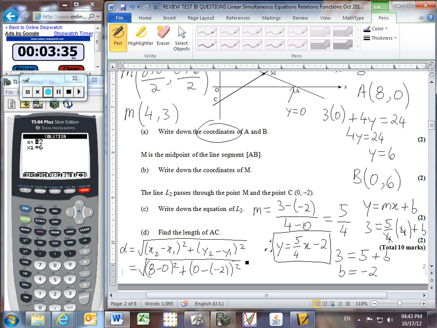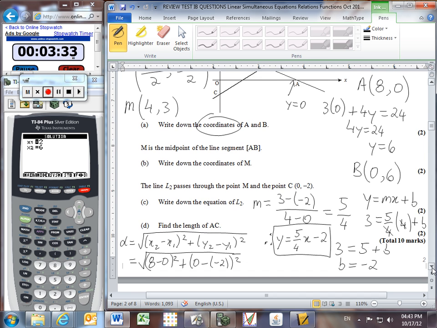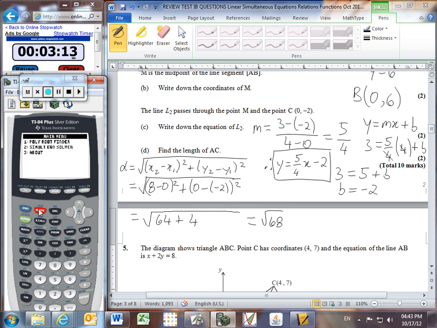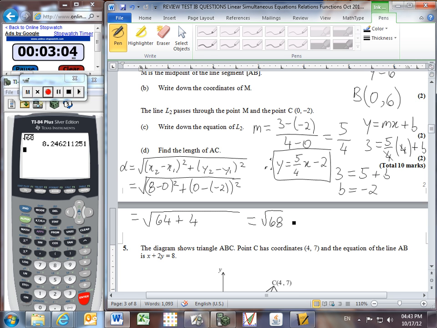I'm going to have to go on into the next page a little bit. And so our distance then is equal to the square root of, so this is 8 squared, 64. This is +2 all squared, which is 4. And we've got a final answer then of square root of 68. And we could work this out in the calculator if we wanted. So what is the square root of 68? And we'll get an answer of 8.25 when I round to 3 significant figures.